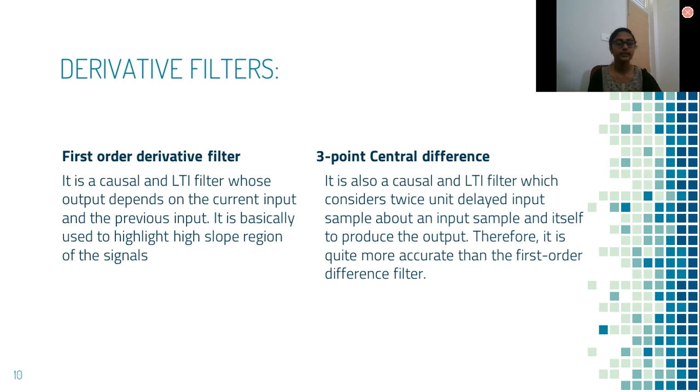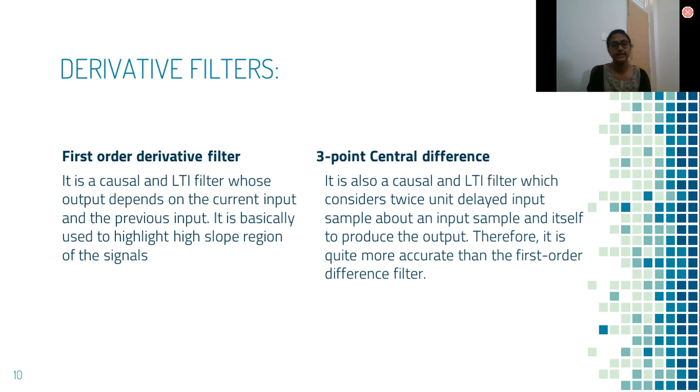First let us see the first order derivative filter. It is a causal and LTI filter whose output depends on the current input and previous input, which shows the causality property of the filter. It is basically used to highlight high slope regions of the signal. And the 3-point central difference filter is also a causal and LTI filter which considers the twice unit delayed input sample, along with the input sample itself, to produce the output. Therefore it is more accurate than the first order difference filter.